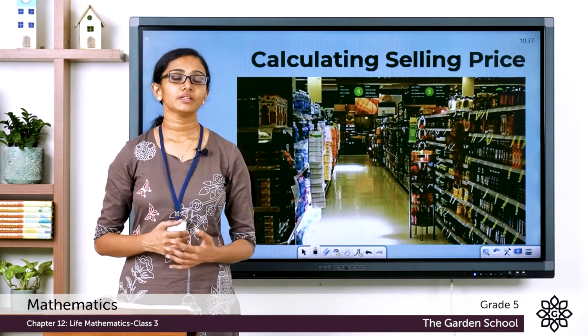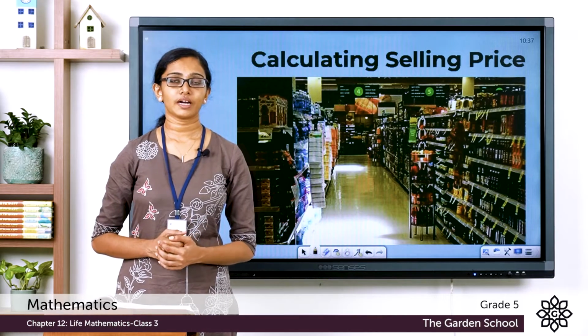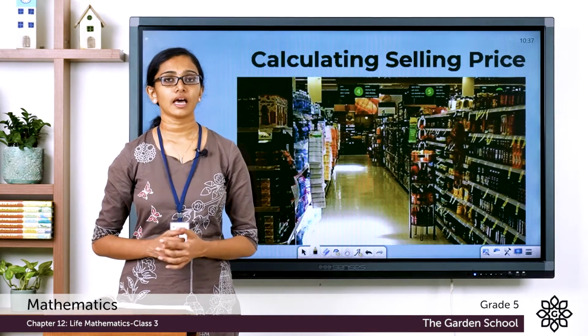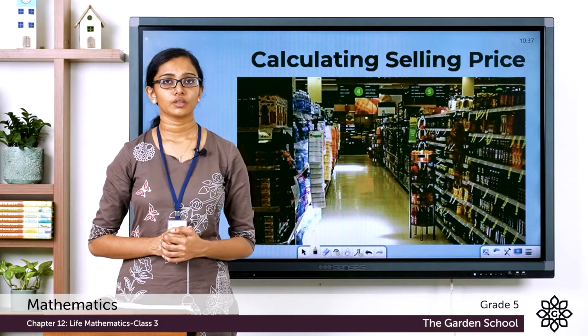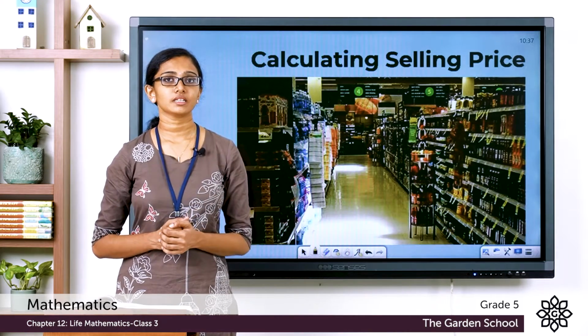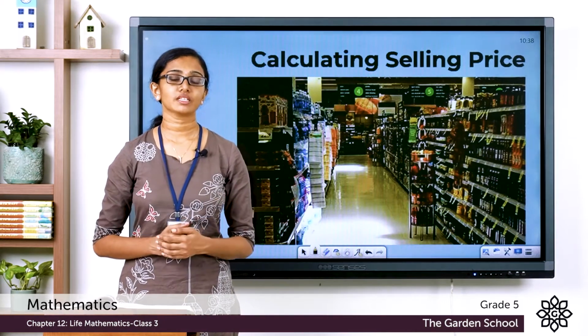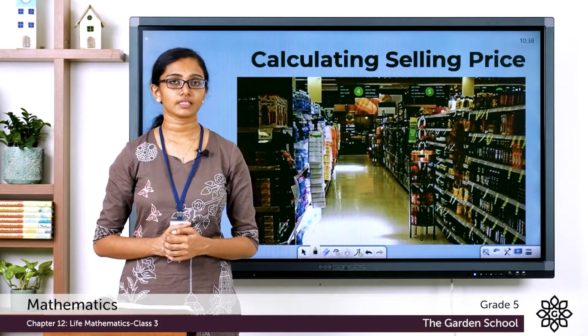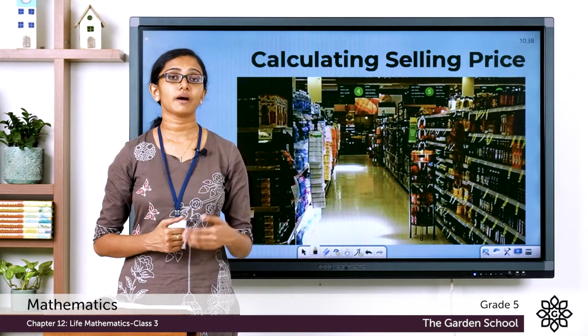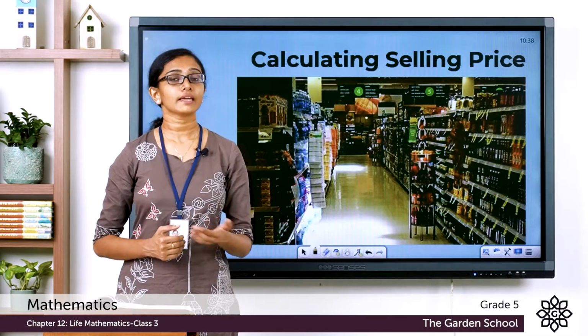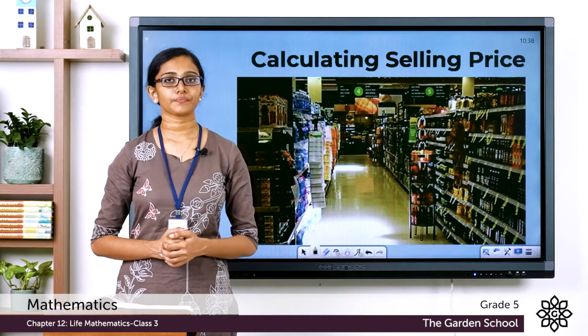So today we'll see how we can calculate the selling price given the cost price and the loss or profit. So what do you mean by selling price? The price at which something is sold is called its selling price, and the price at which we buy something is called its buying price or the cost price.